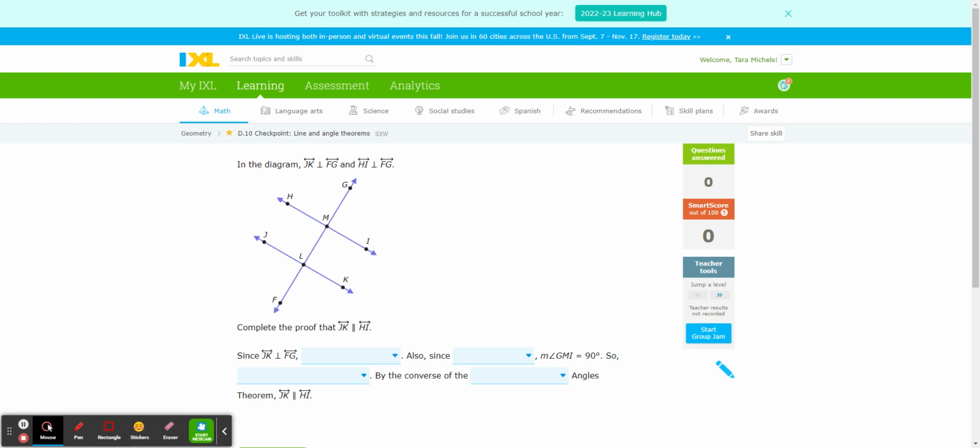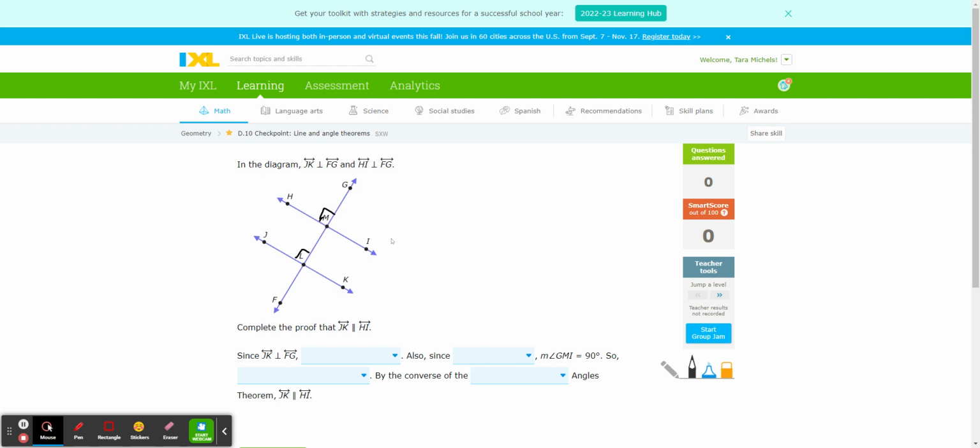Alright, so let's look at this one. In the diagram, JK is perpendicular, remember that upside down T means perpendicular, to FG. HI is perpendicular to FG. So I would really encourage you again, if you can, mark these on the diagram. JK perpendicular to GF, so that forms a right angle. HI and GF, again, forms a right angle here.